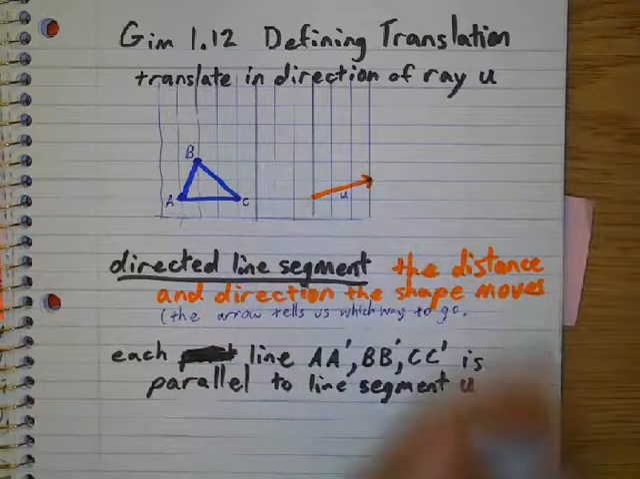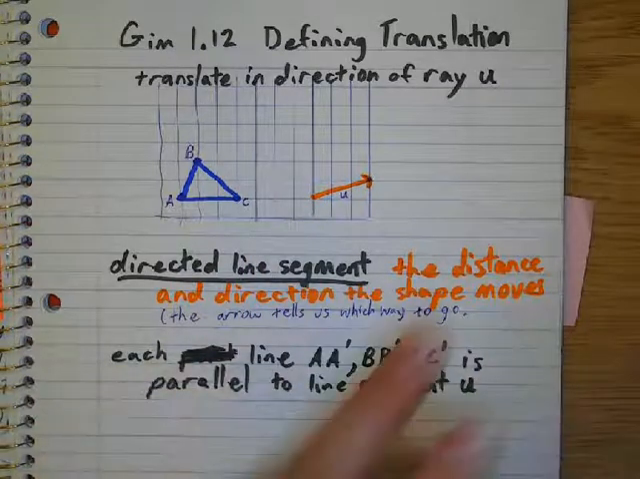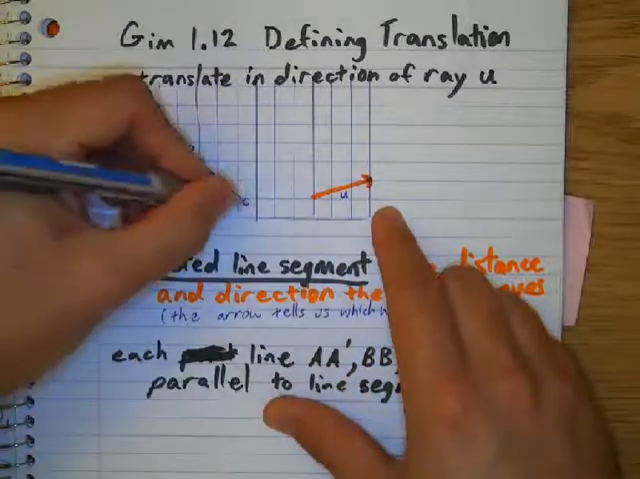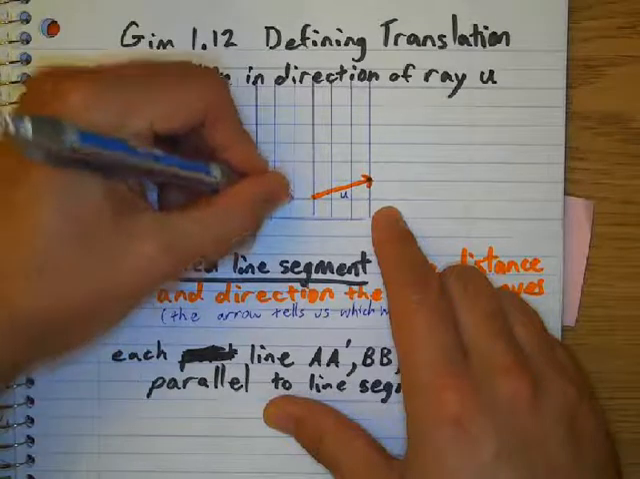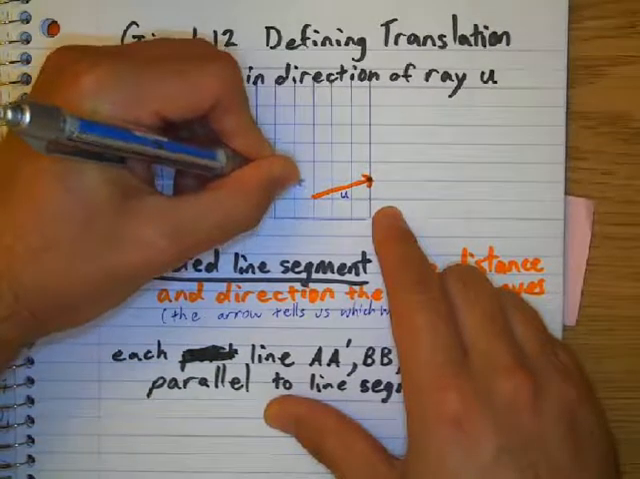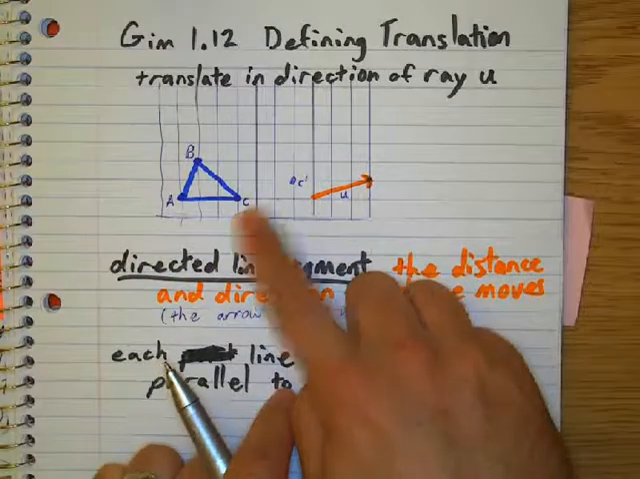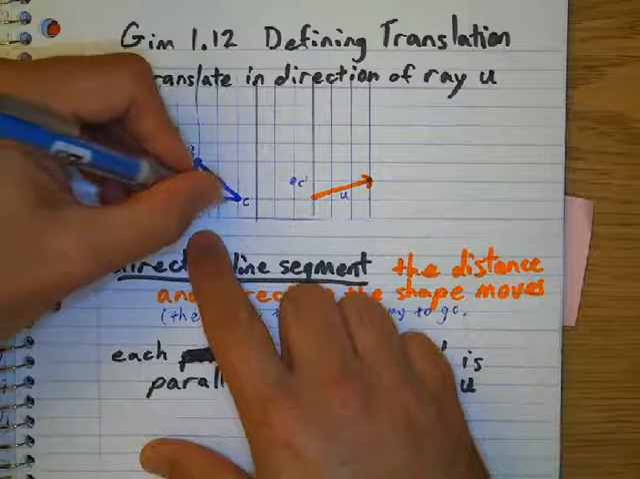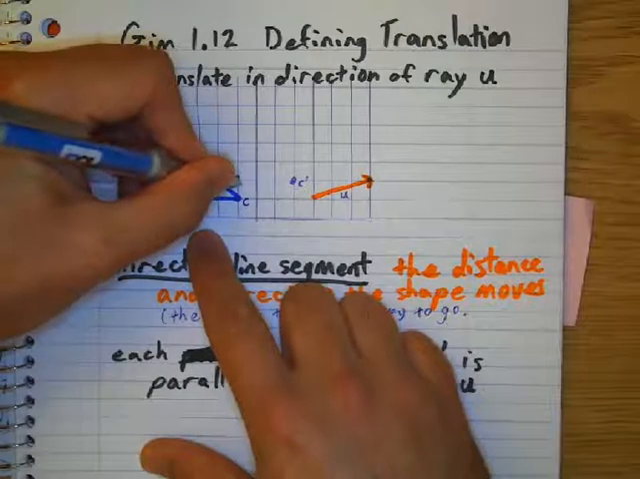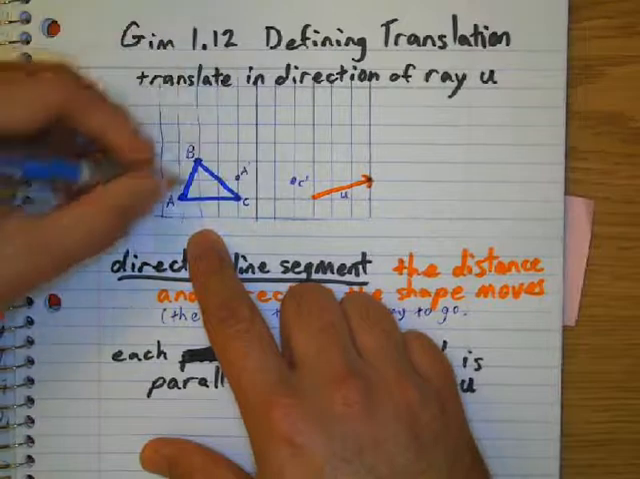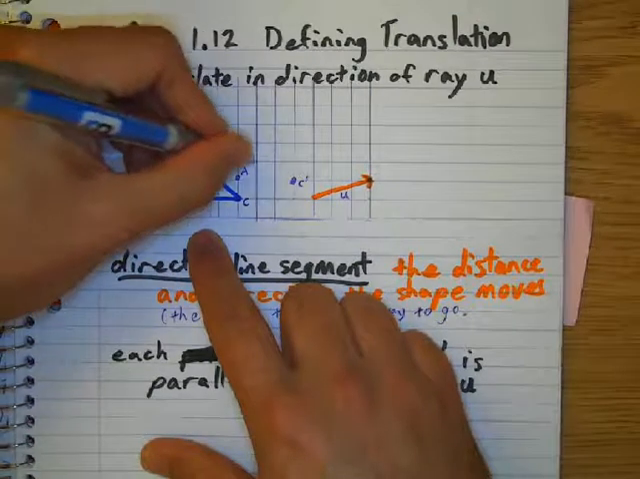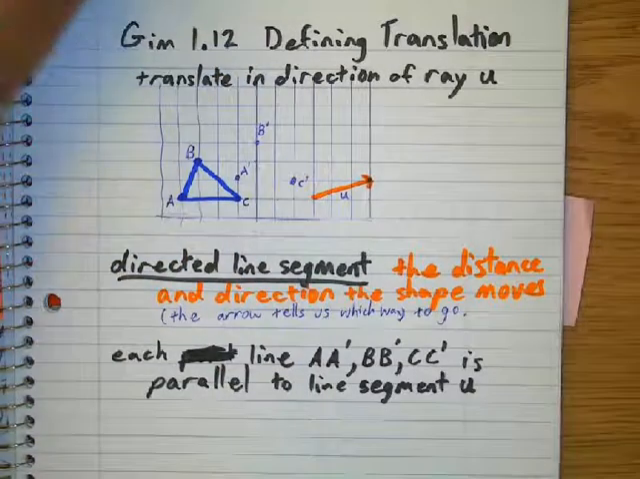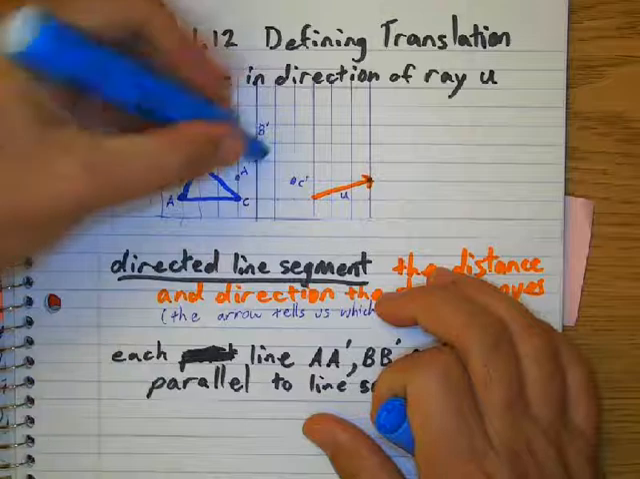If I look at point C, it looks like it moves over 1, 2, 3 to the right and up 1. So I'm going to move C 1, 2, 3 to the right and up 1, and I'm going to label that C with a little prime. This means that this one is associated with that one. I'm going to move the other points 1, 2, 3, up 1. That's my A prime. And I'm going to move B 1, 2, 3 over and up 1. That's B prime.